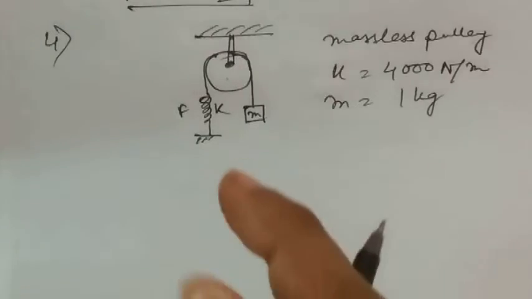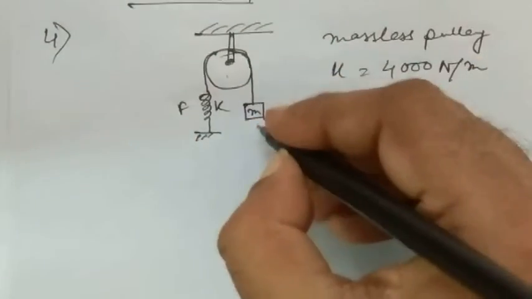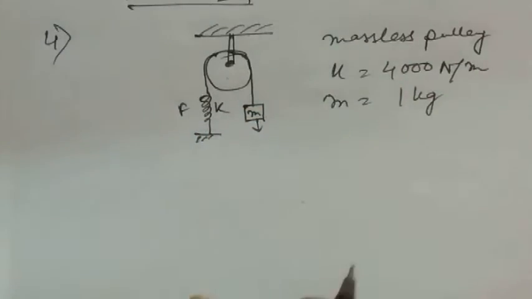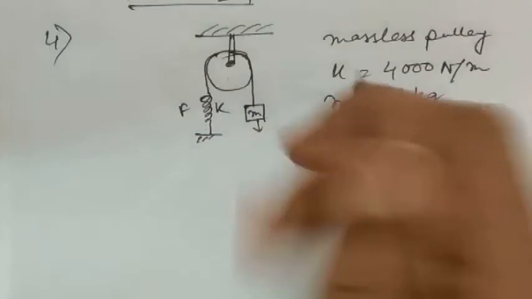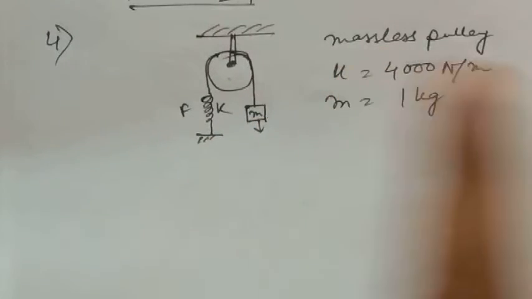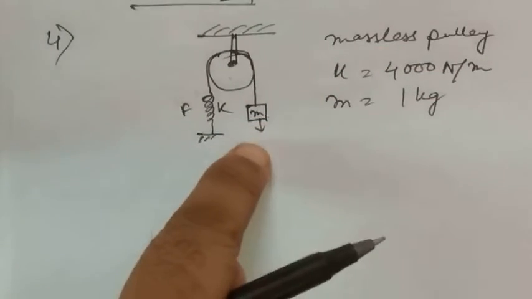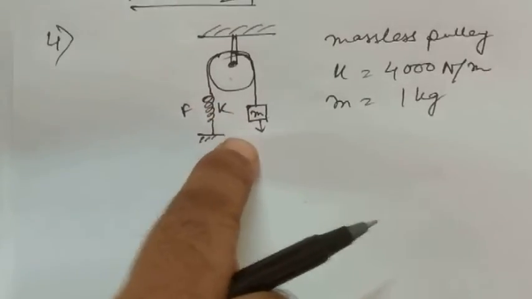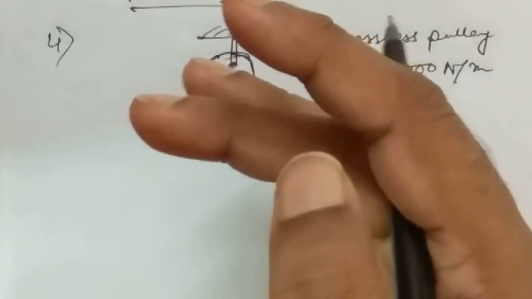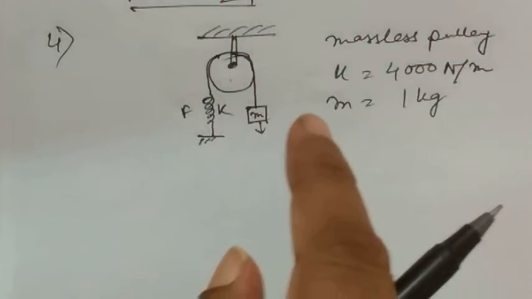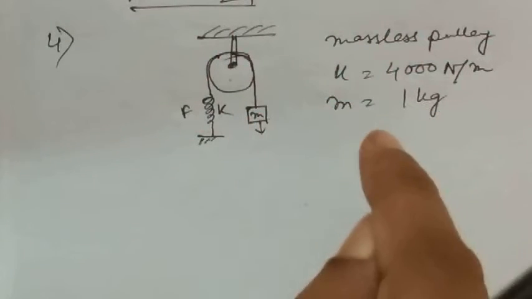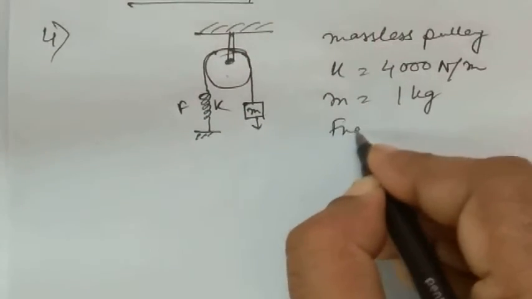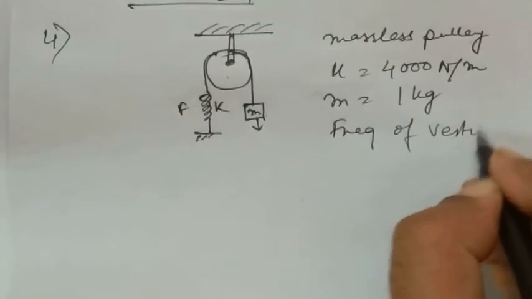A block of mass m, suppose we can take 1 kg or 2 kg or 3 kg, you can take it. If the block is slightly displaced vertically downward, a slight displacement. Now the block is at its equilibrium position at this moment when the force has not been applied. Now when the force is applied, the block displaces downwards from its equilibrium position and is released. Now they have asked to find out the frequency of its vertical oscillation in this case. So what we have to find out? Frequency of vertical oscillations.